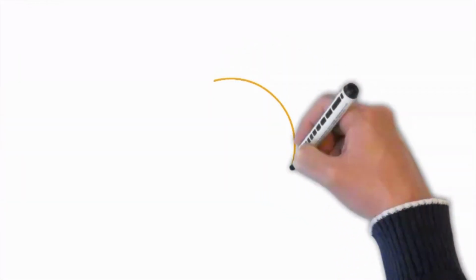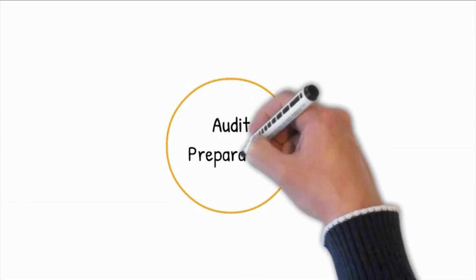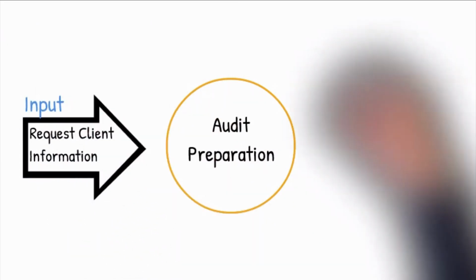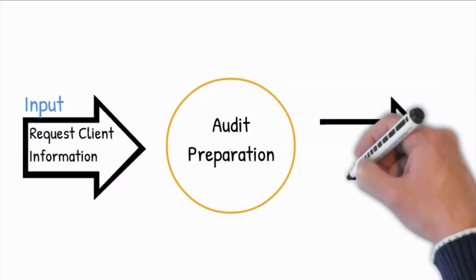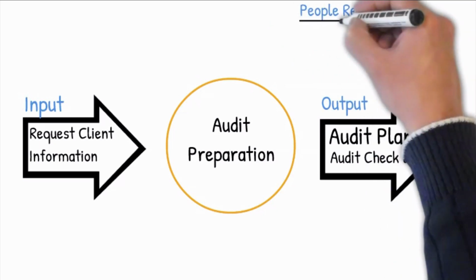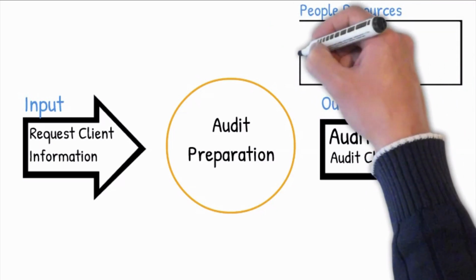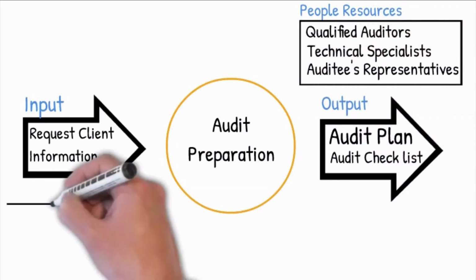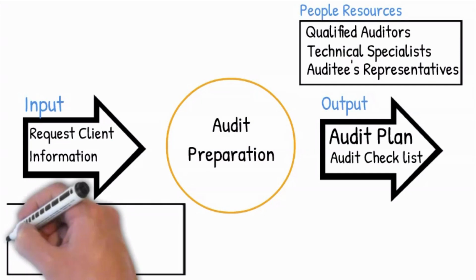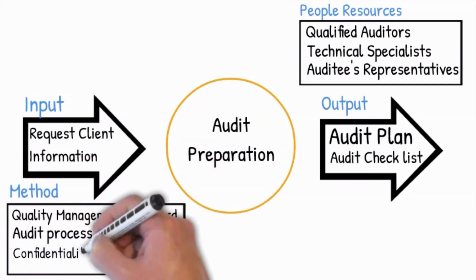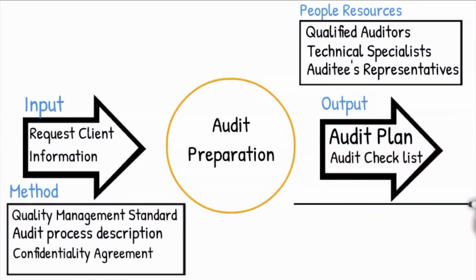The success of the audit will be determined by the qualifications of the audit team and how well they prepared for the audit. They will request all relevant information from the client to prepare the audit plan and the audit checklist. The audit leader specifies the qualified auditors and the technical specialists if required and informs the auditee. The audit is planned according to the agreed quality management standard and the audit process. A confidentiality agreement will be defined for external audits. The audit will be completed in accordance with the audit scope.